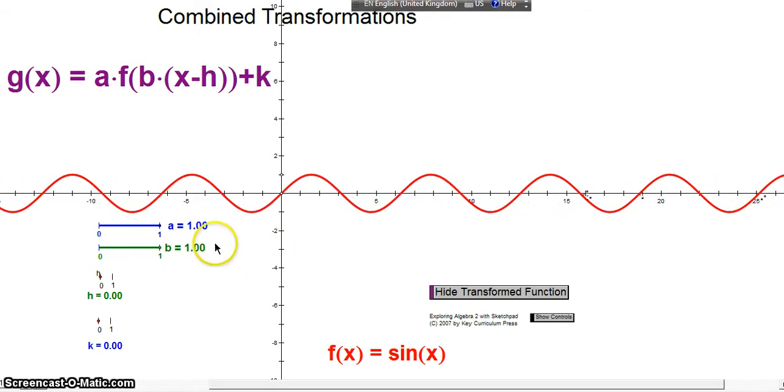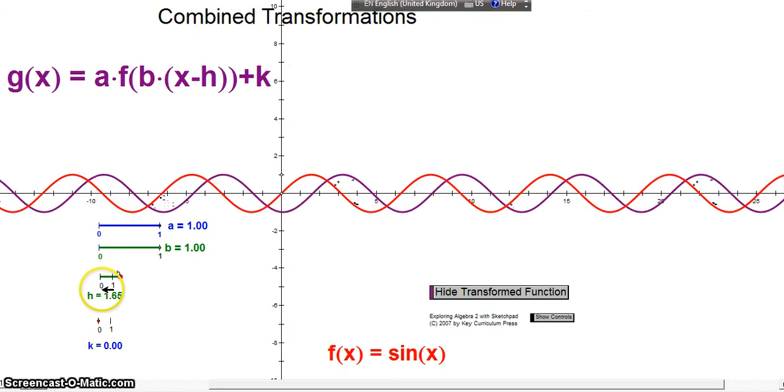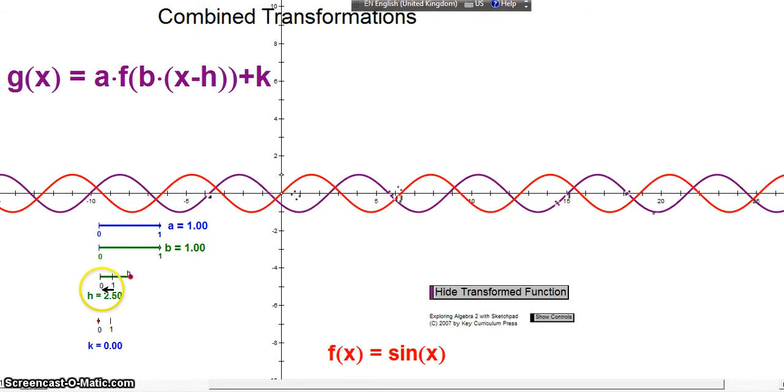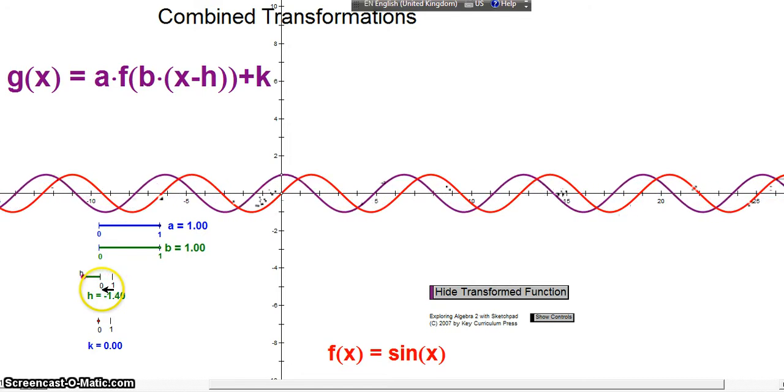Now let's look at the h and k values. h is a number that will modify x. If I change h, what happens? Oh, the whole graph shifts left and right. Do you see? The whole graph moving left and right like this.